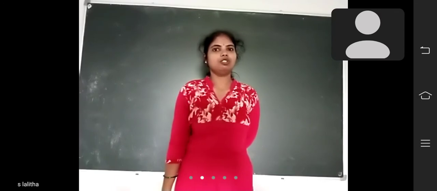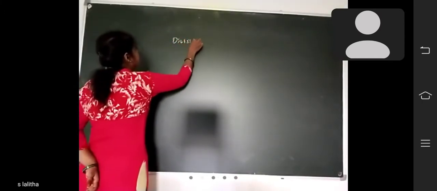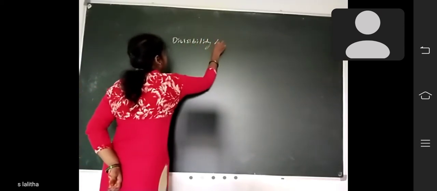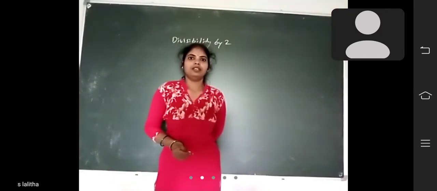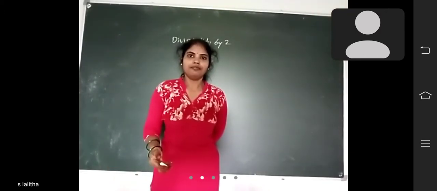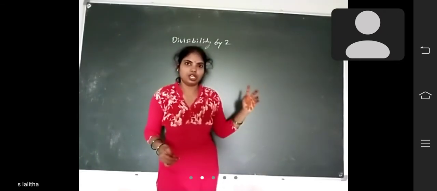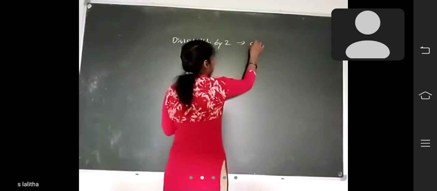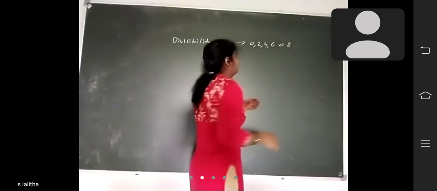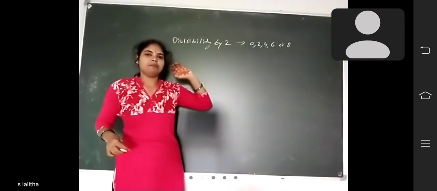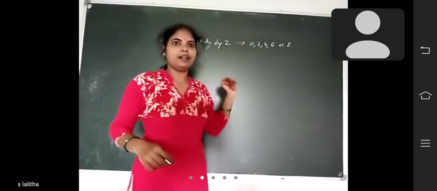We learned about the divisibility rules. Okay. So, what are the divisibility rules we learned? Divisibility by 2. What is the divisibility by 2 rule? The number is divisible by 2 if the ones place has 0, 2, 4, 6 or 8. That is the rule.